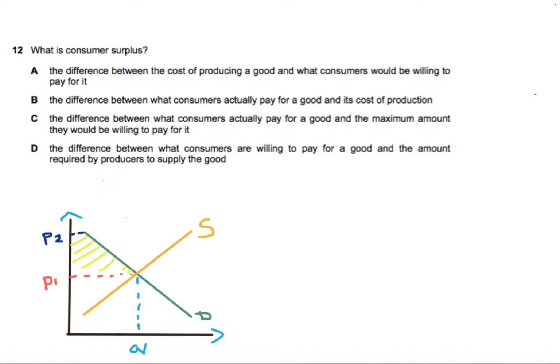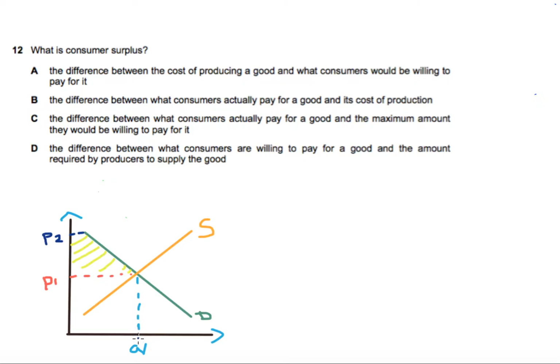So if we take the same analogy and look at the graph in front of us, P2 is the maximum price that the consumers are willing to pay for this good. And P1 is actually the price at which this good is being sold in the market.